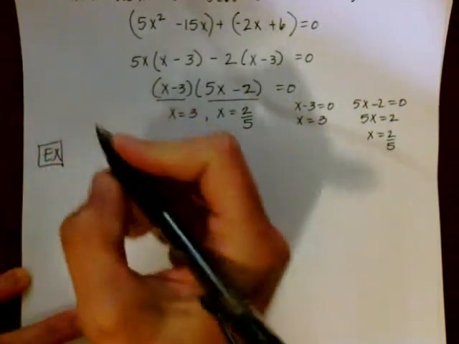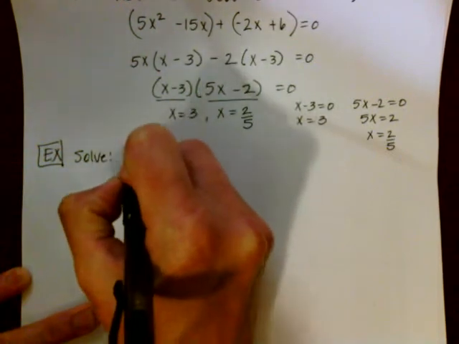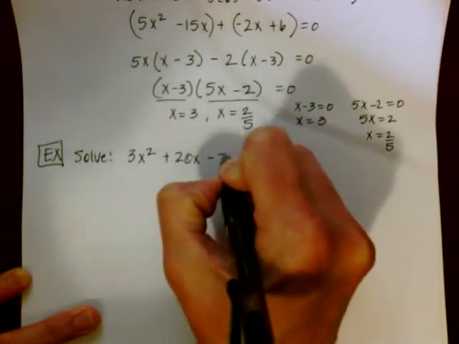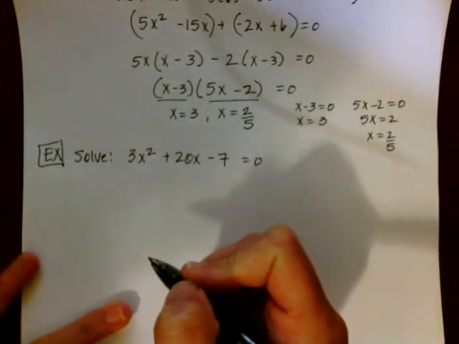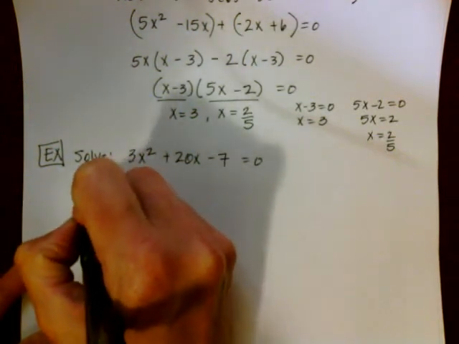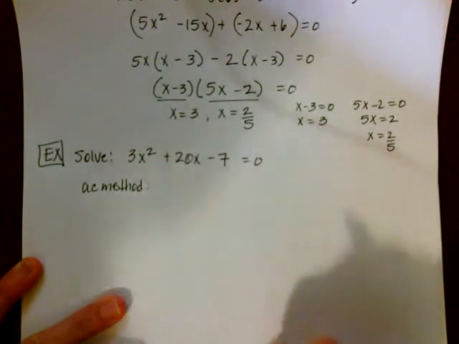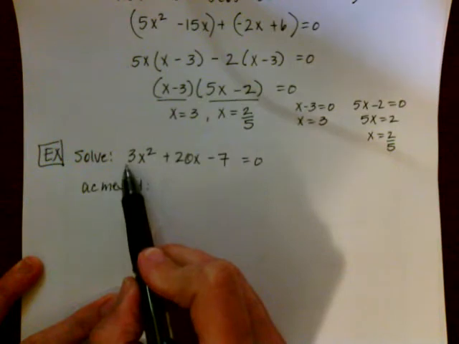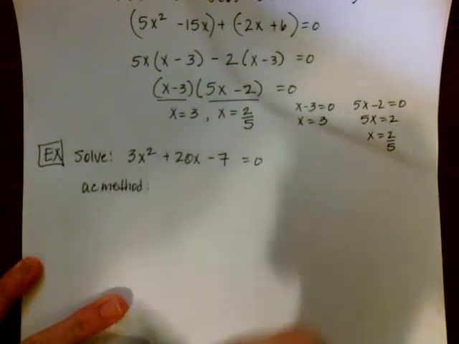Here is our second example, and again it's going to say to solve, and I'm going to get 3x squared plus 20x minus 7 is equal to 0. So this is going to be our second example for the day. Again, I'm going to factor using the AC method. The reason that I'm choosing to do the AC method is because I have an A, and the leading coefficient makes the problem a little bit more entertaining.